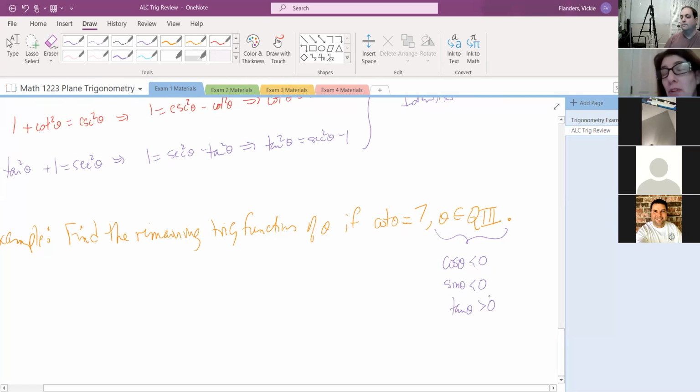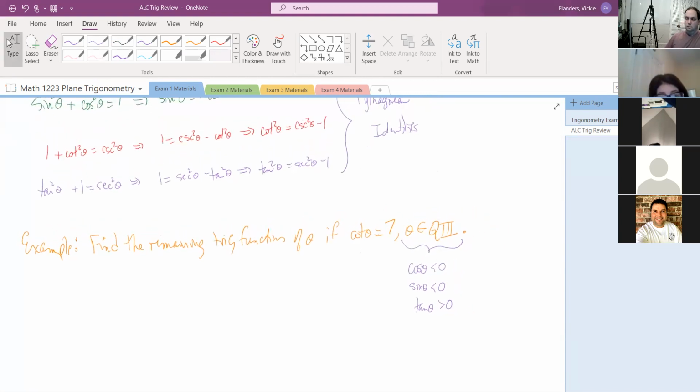Now the reciprocals are going to have the same sign, okay? So I need to know that from the beginning because I might have a square root come up with a plus or minus. And I have to say, well, is it the plus or is it the minus? This can't be both. I got to make a decision. And my decision is going to be based on the fact that theta is in quad 3, okay?